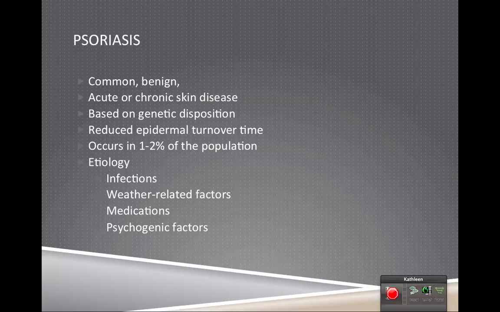Normal skin cycle is 12 days, and with psoriasis it is shortened to 1.5 days. This means that in a patient, you will see excess dry, scaly skin because it's rapidly going through the skin cycle.